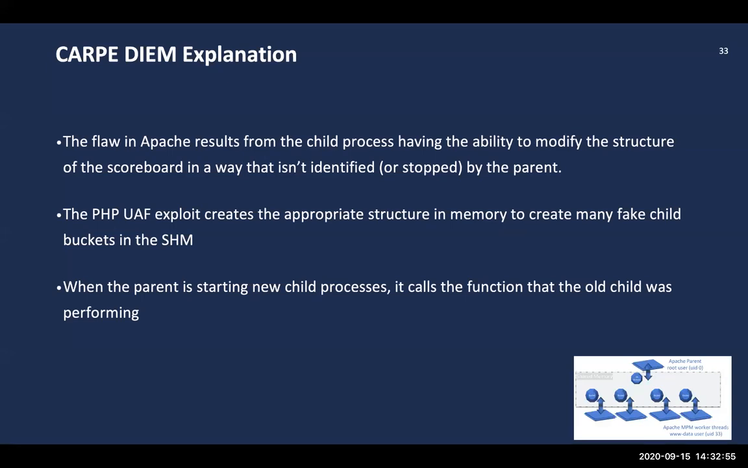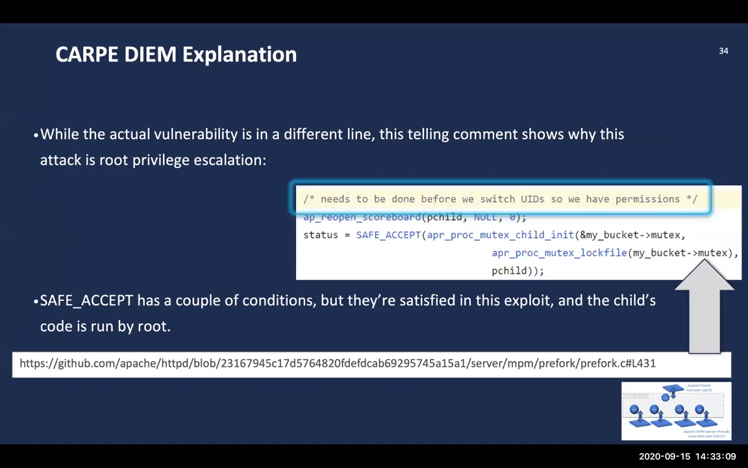Because these child processes can modify the structure of that scoreboard before the Apache graceful restart occurs, you can modify those structures and then affect execution when the new child processes start up. If we look into the actual prefork.c code, the vulnerability isn't here, but it's close to here. There's a highlighted part that says this needs to be done before we switch UIDs so that we have permissions. So there's some work that prefork is doing to set up the environment that needs to be done as root. But then they don't verify that the data is trusted and correct before doing that work, and that's what leads to the vulnerability here. This safe_except function has a couple of conditions that have to be passed, but the exploit goes ahead and handles that for us. Then when this runs, this apr_proc_mutex_child_init gets run, and the process ends up running as root instead of switching to a less privileged user ID.